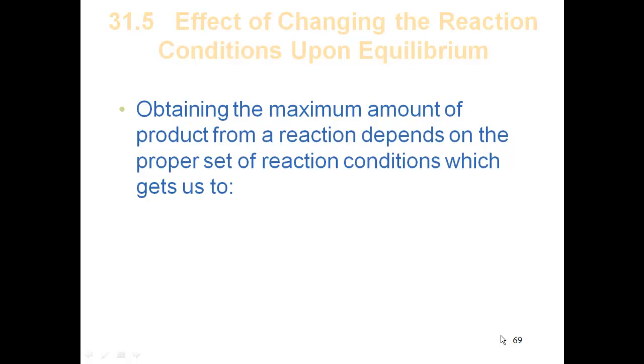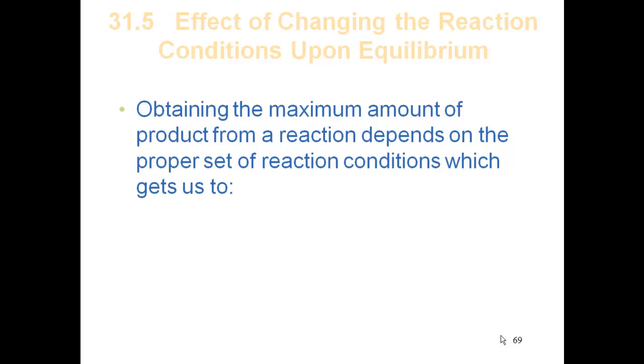Obtaining the maximum amount of product from a reaction depends on the proper set of reaction conditions. Recall that if something's at equilibrium, the forward rate equals the reverse rate, and there will be an exchange going on, and the concentrations or partial pressures of the different species will remain constant, and that ratio will equal K. However, if we add some stress to the system by adding more reactants, products, changing pressure, or changing temperature, things are going to shift one way or the other to relieve that stress until it reaches equilibrium again, and all the concentrations, be it new concentration values, will still equal that ratio of K.